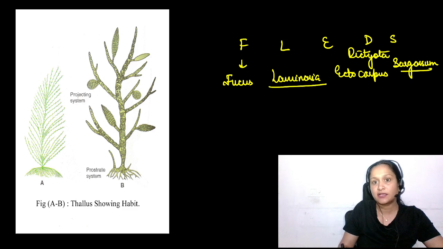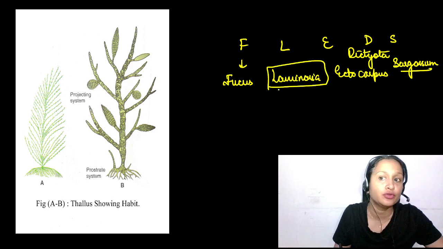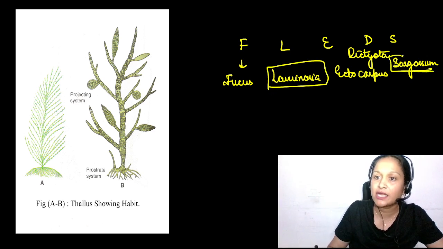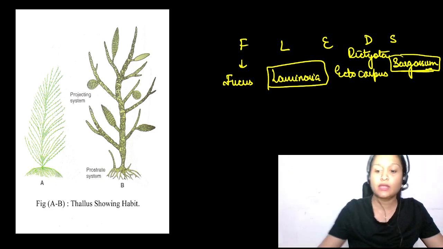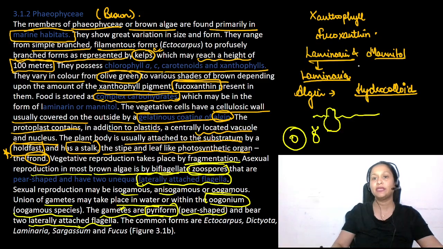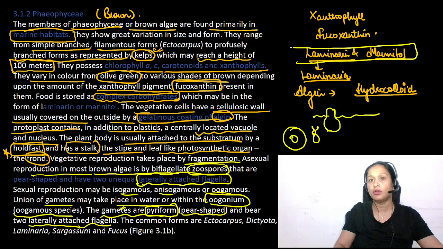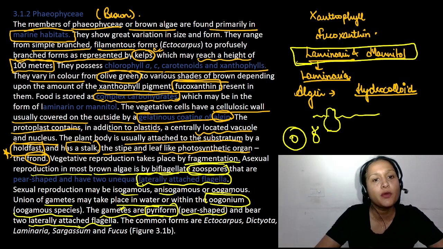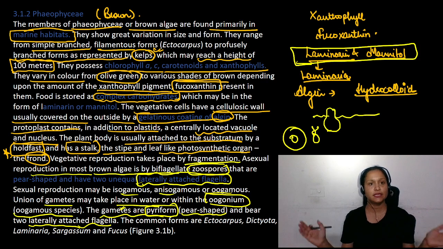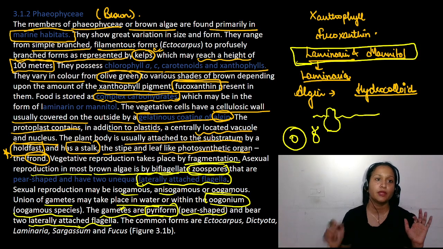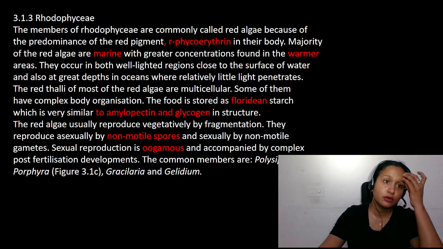Laminaria and Sargassum, these both are brown algae which are eaten as food. We have talked about Sargassum. It is eaten as food. Even Laminaria. Okay, and their stored food is laminarin and mannitol, which is a complex carbohydrate. Right? Those spores are pear-shaped. They have laterally attached flagella. Very, very important. Moving ahead to your red algae.